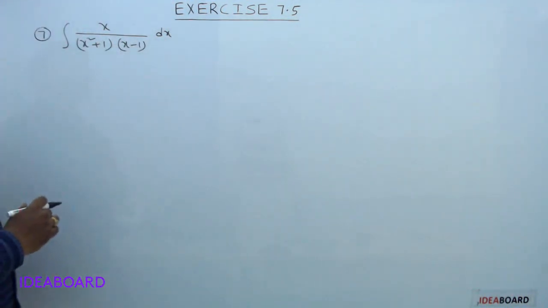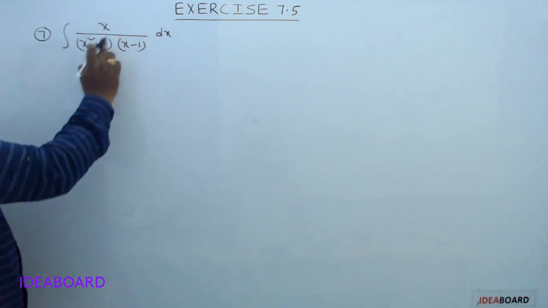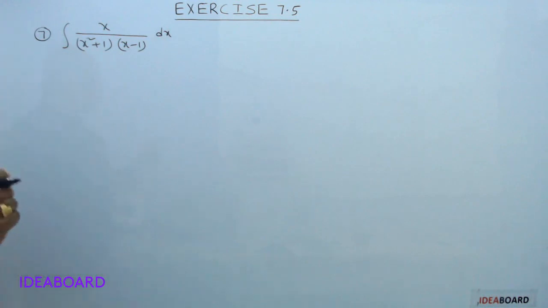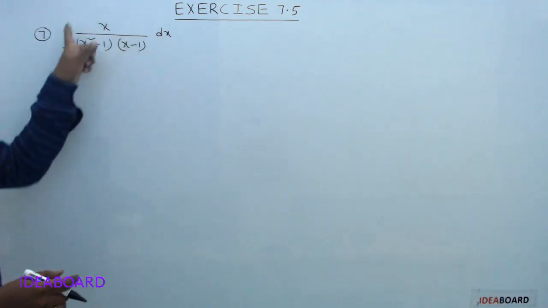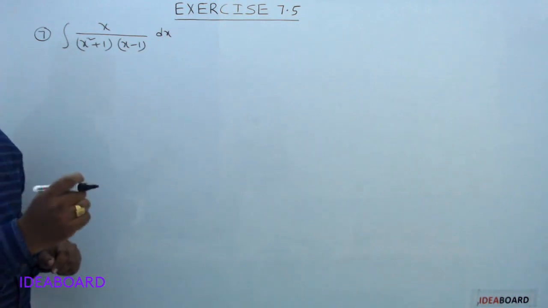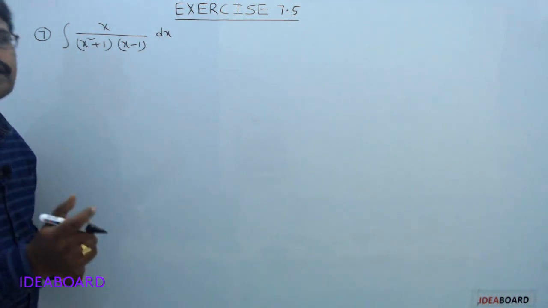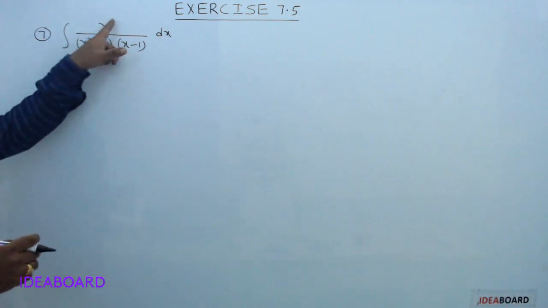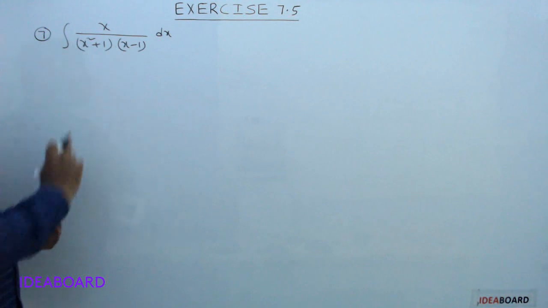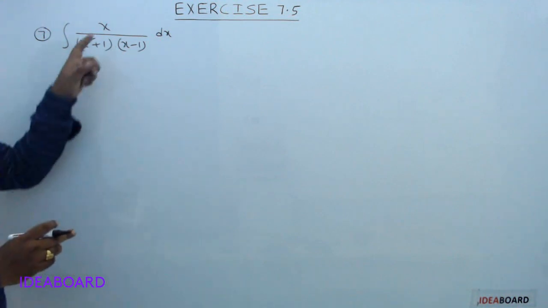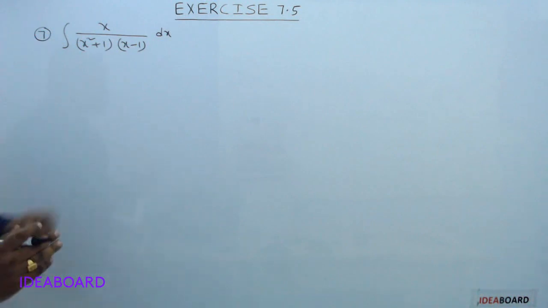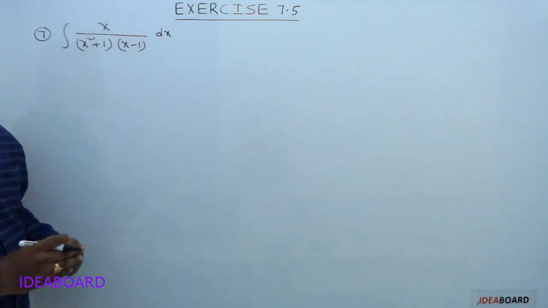Here, what is the integrand? x divided by (x square plus 1) into (x minus 1). First, you have to verify whether this integrand belongs to type 1, type 2, or type 3. Degree of numerator is 1. Degree of denominator is 3. Clearly, the degree of numerator is less than the degree of denominator, so it is a proper fraction.